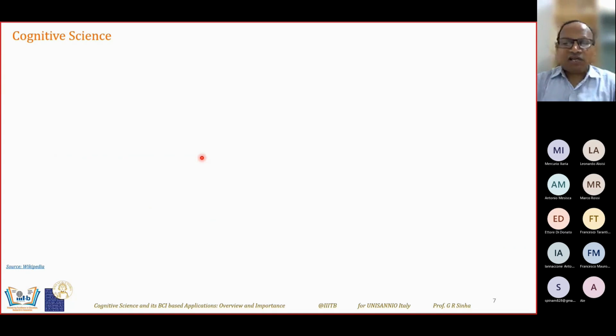So let's begin now with the term cognitive science. You see, in cognitive science, there is a term cognition. You use this cognition in many places. Recognize, right? We recognize, recognition. Everywhere that cognition term comes. How do you recognize?